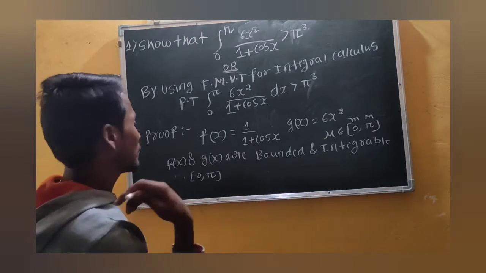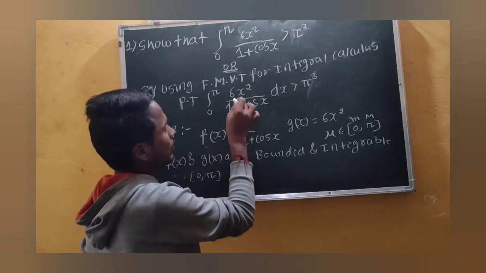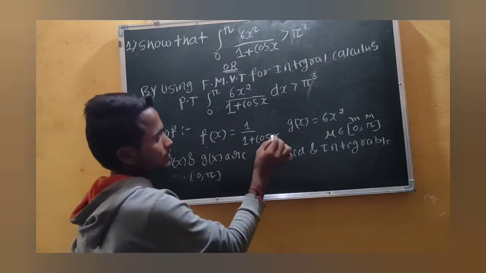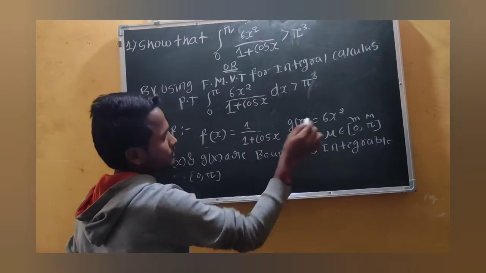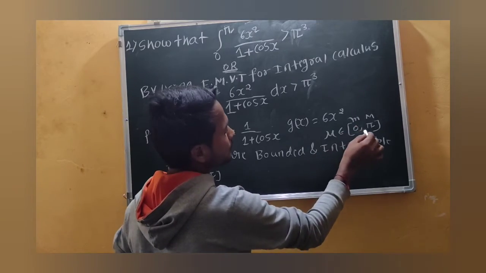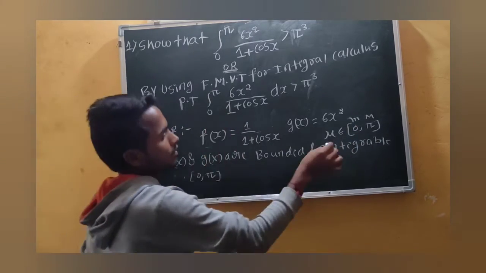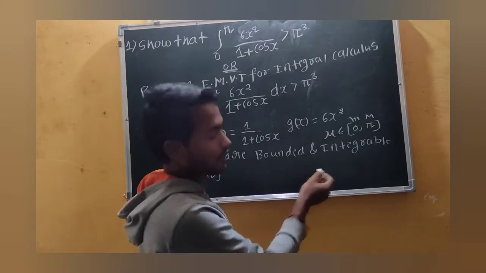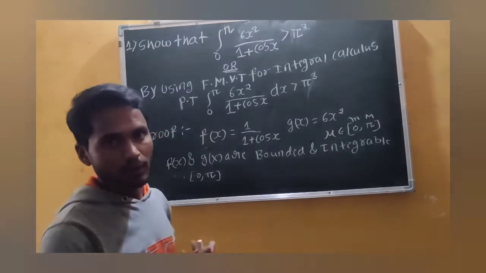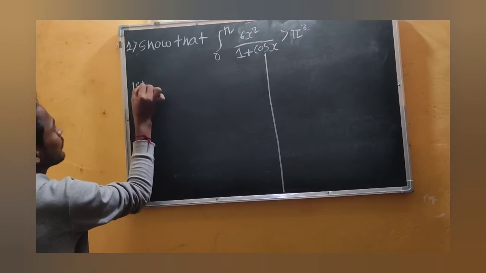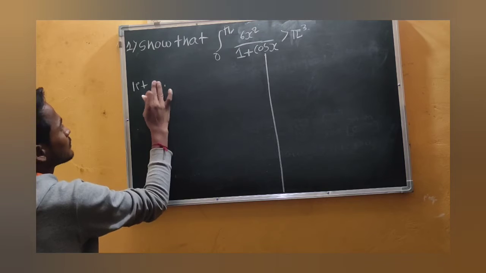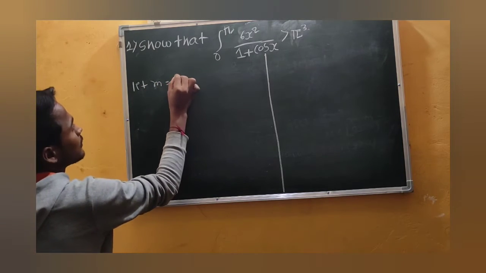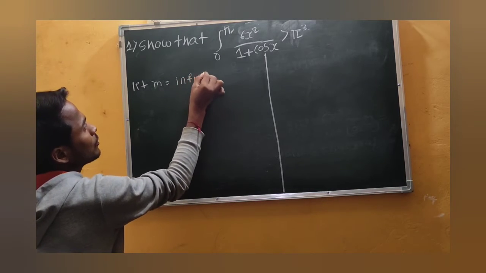So f of x equal to 1 divided by 1 plus cos x, and second, g of x equal to 6x squared, where mu belongs to the closed interval 0 comma pi. So f of x and g of x are bounded and integrable on 0 comma pi. Next, let small m equal to the infimum and capital M equal to the supremum.